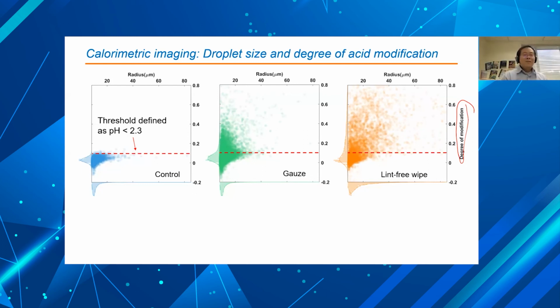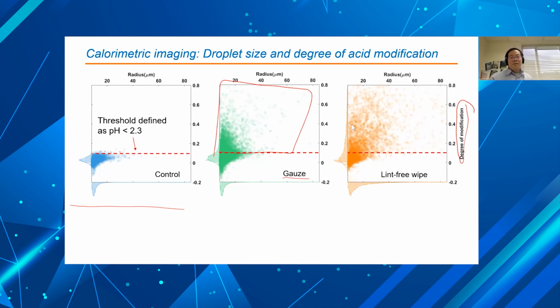Okay, so the control here is an unmodified medical gauze, a plain medical gauze. You cough through it, okay? And you see that very few droplets have been modified. These are probably just processing and imaging errors. But if you use a medical gauze modified with polyaniline, you can start to see a lot more droplets in this modified zone.